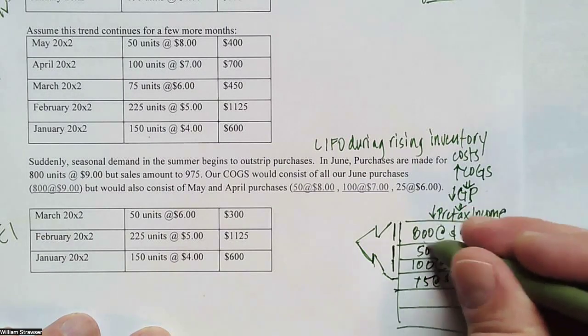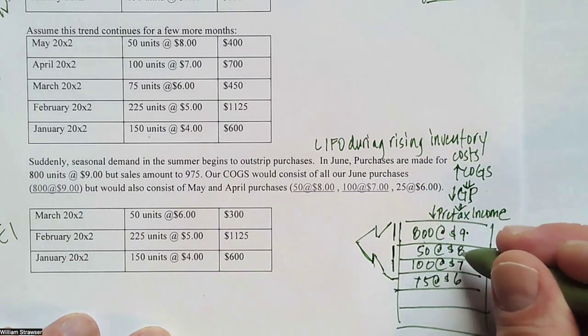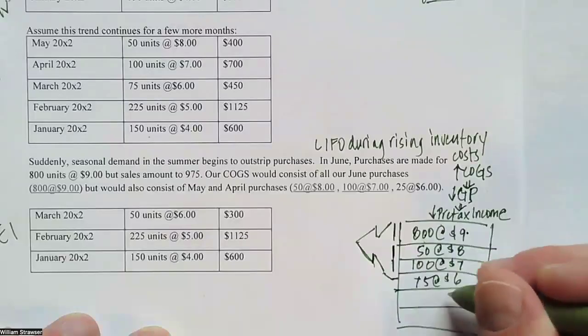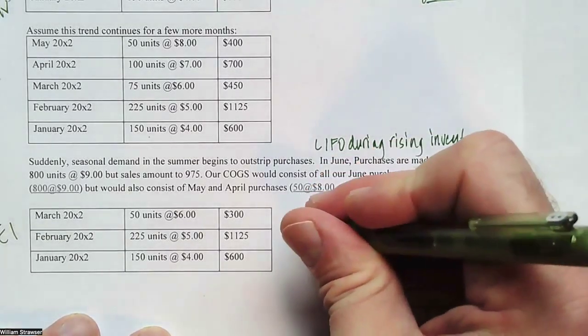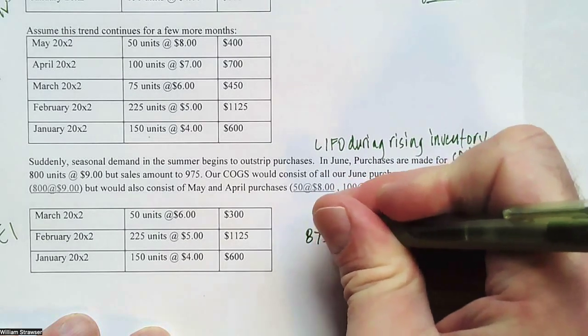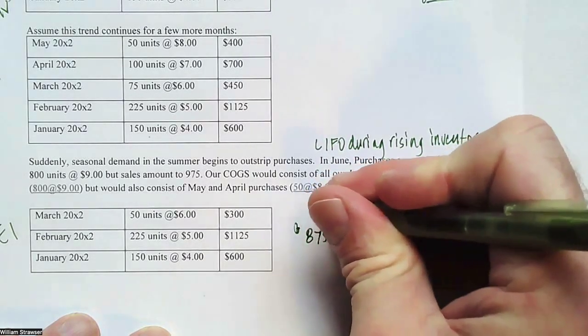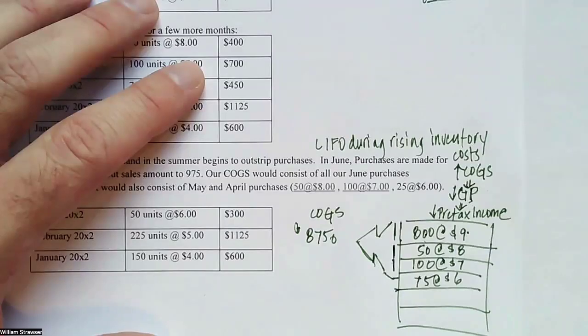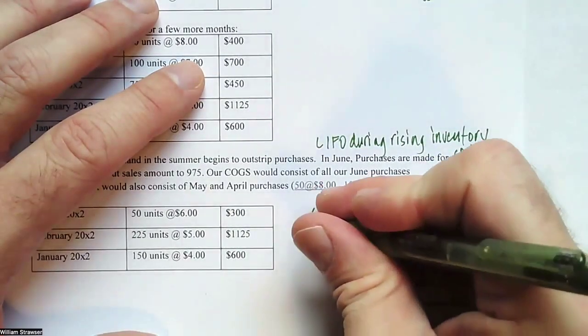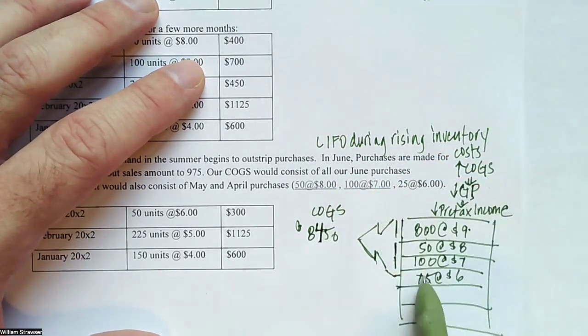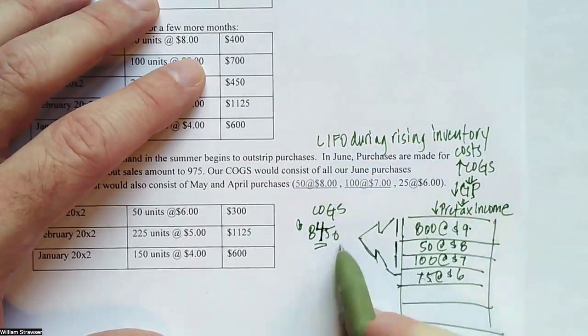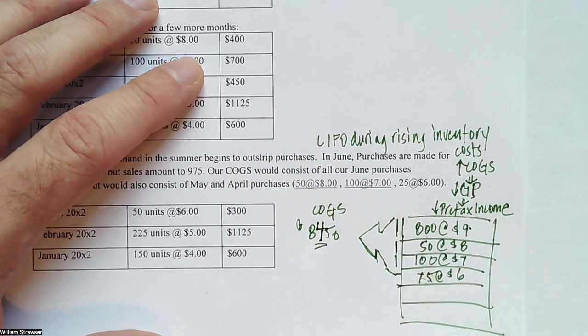We'd add, so that's 7,200. This would be 400, 7,600, 8,300, and 8,750, I believe, in my cost of goods sold. Oops, I'm sorry, that should be 8,450. My first calculation sold all 75, but only 25 of those were sold, right? So we would have 8,450 as our cost of goods sold.